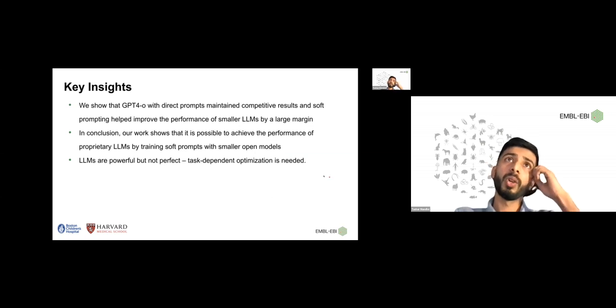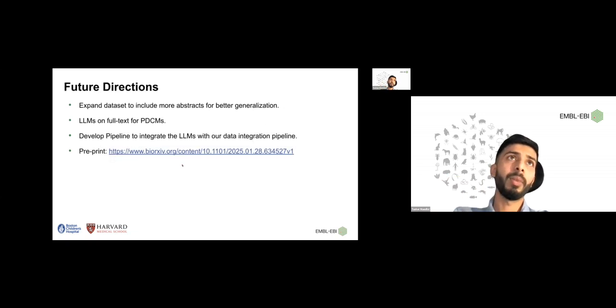So we show that GPT-4o with direct prompts maintains competitive results, and soft prompting helped improve the performance of smaller LLMs. In conclusion, we showed that the smaller open models can perform closer to the proprietary LLM by using the soft prompting method. And from our experiments, we can say the LLMs are powerful but not perfect.